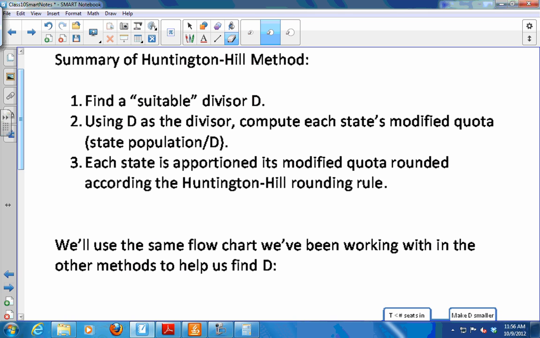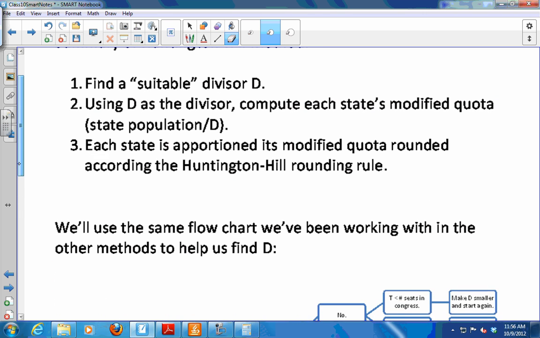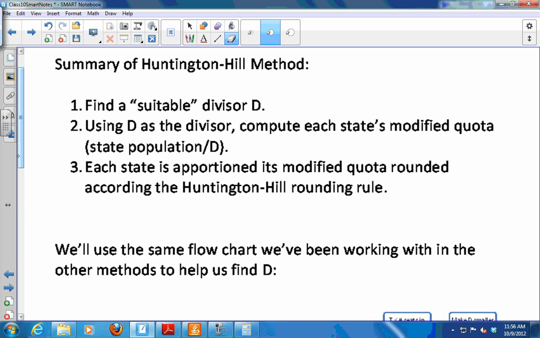So the summary of Huntington Hill is you have to find a divisor D, just like in Jefferson's, Adams', and Webster's method. We're going to use that same flow chart we've been using to help us find the D, right? And then we're going to use D as a divisor, compute each state's modified quota, and then you apportion the seats by using the Huntington Hill rounding rule.